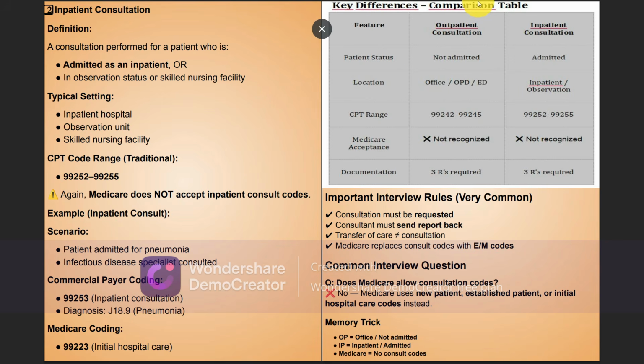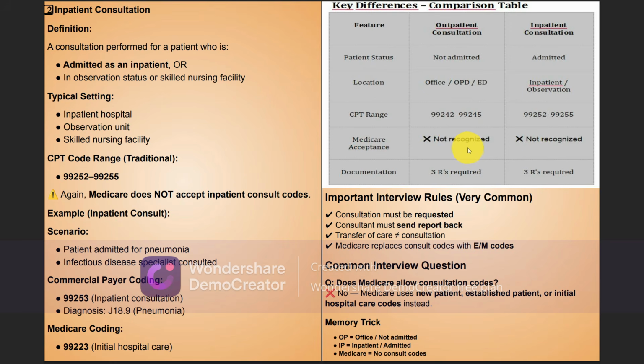Key differences, in the comparison table you will see. Features: outpatient consultation, inpatient consultation. Patient status: not admitted in outpatient, admitted in inpatient. Location: office, OPD, ED. Code range for outpatient is 99242 to 99245. Here the code range is 99252 to 99255. Medicare acceptance: outpatient consultation not recognized, inpatient consultation code not recognized.